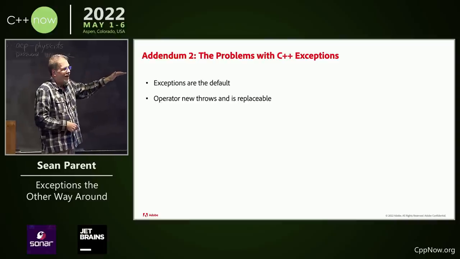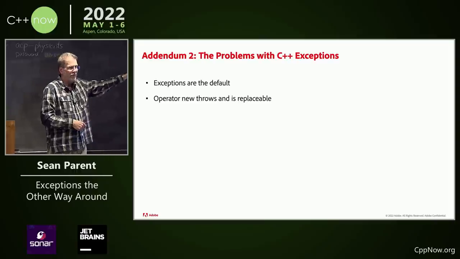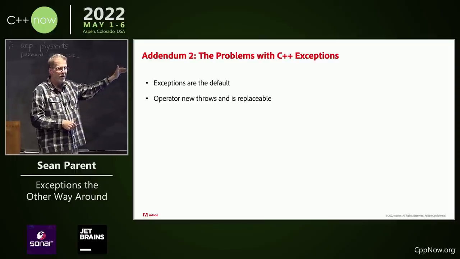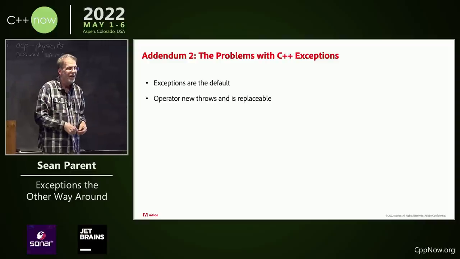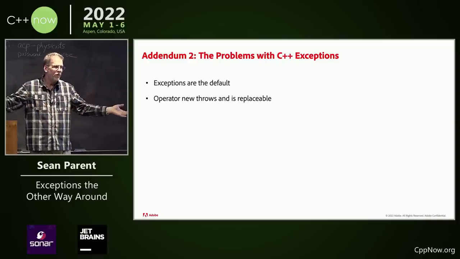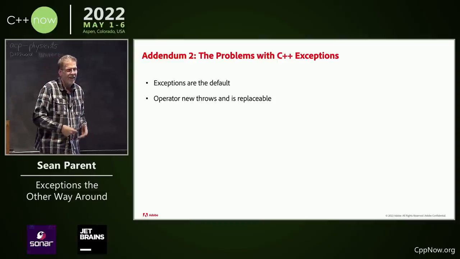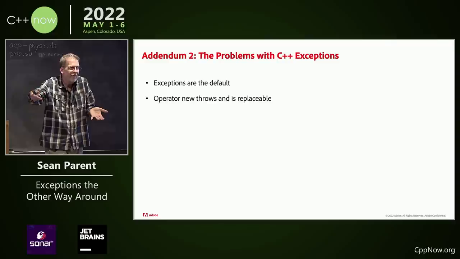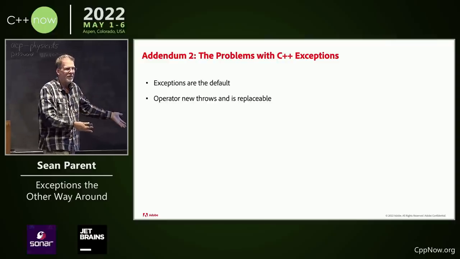The problem with that is that the default operator new that you're given, if you don't replace it, will probably never throw, especially if you're programming on PCs or in your large systems, because you're in a 64-bit address space. You can allocate as much memory as you want. It's just assigning address space to you. It's not actually taking any physical RAM. There's a whole VM system there.